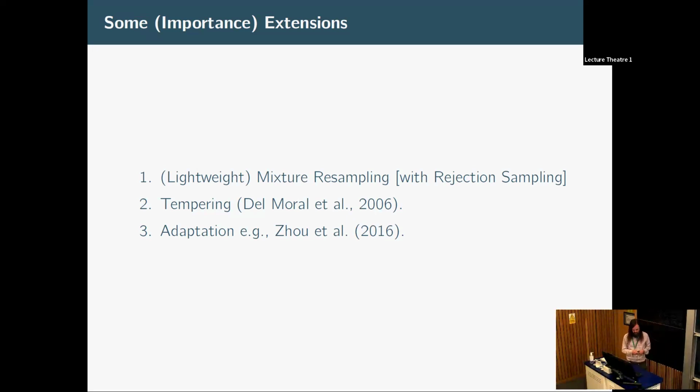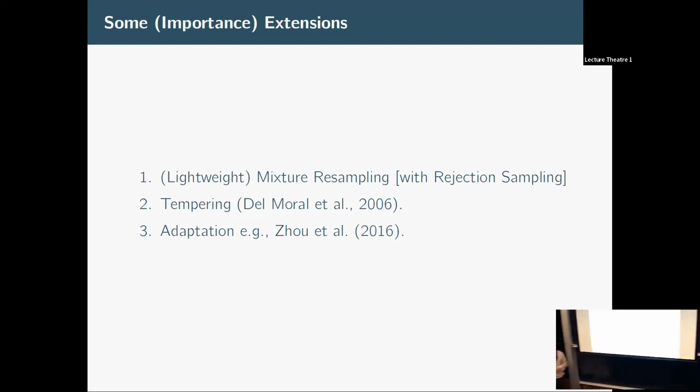So although I've talked about kind of the most vanilla possible implementation, all the usual SMC tricks can be used, and you probably need them for the same reasons.